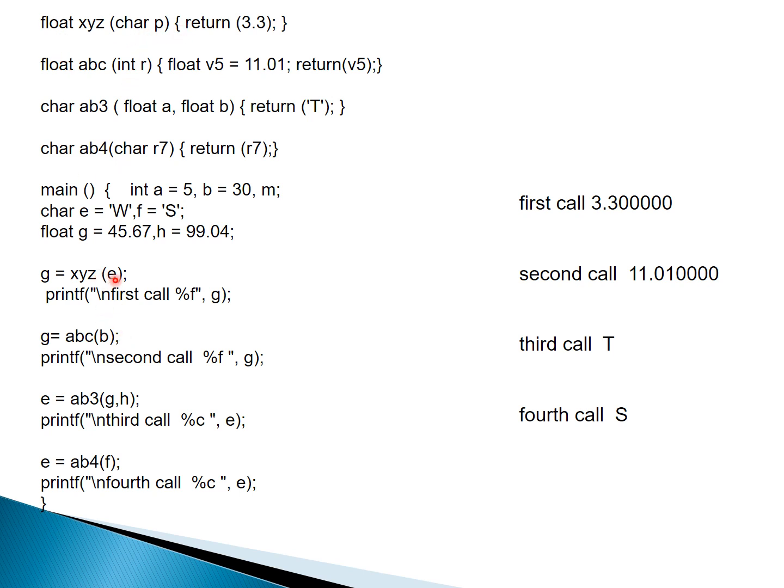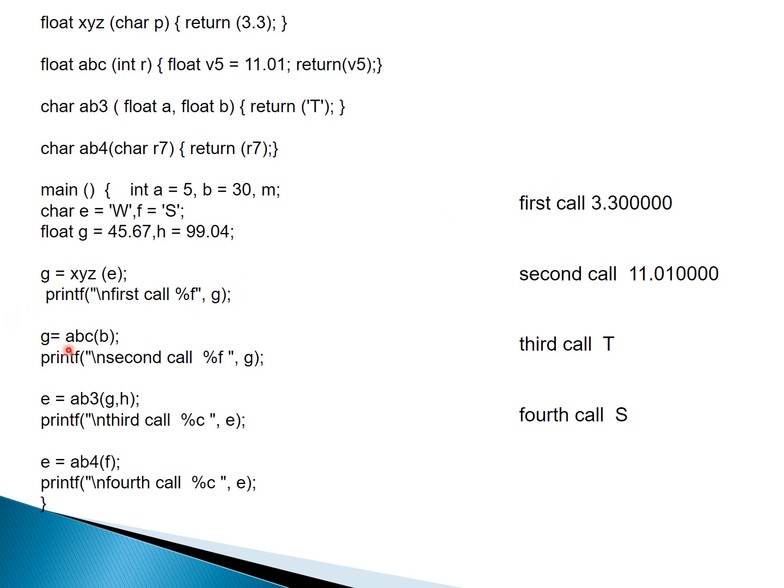So we are passing w. The value of e, which is w, will be stored on p. It will be received here, but it will do nothing here. It will return only the float 3.3. This 3.3 will be saved on variable g. So on the first call, g is 3.3, as you can see here.